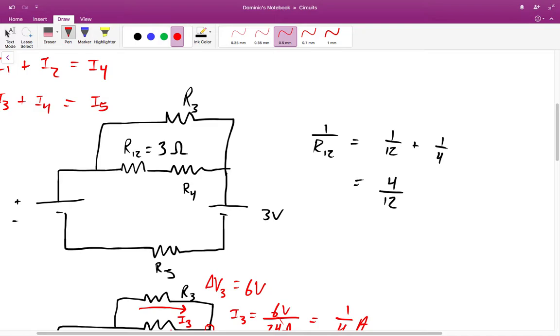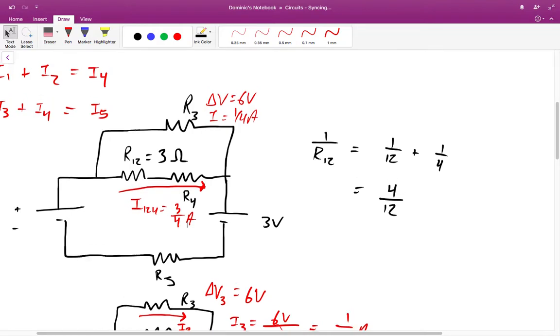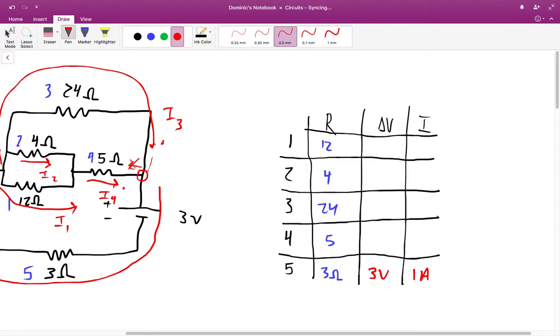Okay, again, I already know delta V R3. We just found that, right? Delta V was equal to 6 volts, and we found I is equal to 1/4 amp. Since these two were combined in series, the thing that stays the same is the current. So again, this I124 is equal to 3/4 amp. And so now I know what I4 is, right? The current going through resistor 4. So I can come up here and write that the current going through resistor 4 is 3/4 amp.